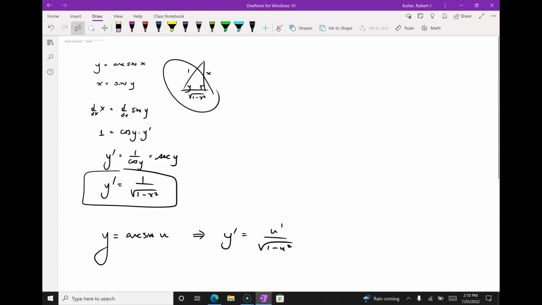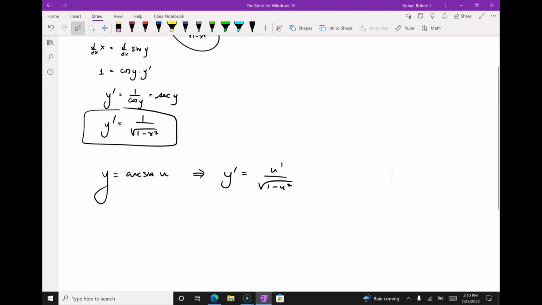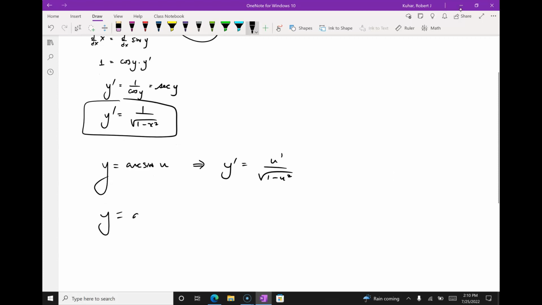I typically don't ask anything but arctan and arc sine. It turns out that if y is arc cosine, y prime is just the opposite of arcsine.